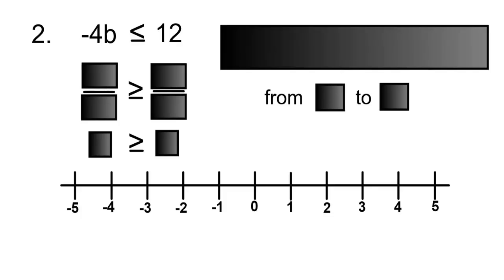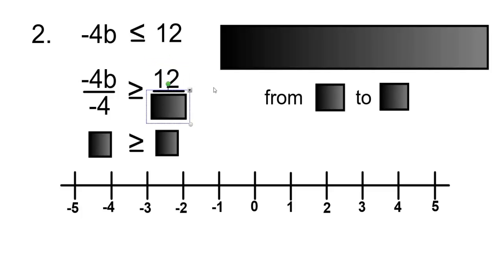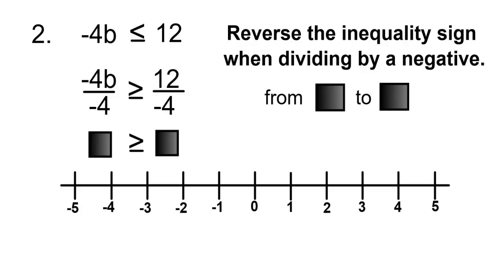Number 2. Negative 4 times b is less than or equal to 12. To isolate the b, we'll do the opposite of multiplying by negative 4. So we'll divide by negative 4. We therefore divide the right-hand side by negative 4 as well. Reverse the inequality sign when dividing by a negative.